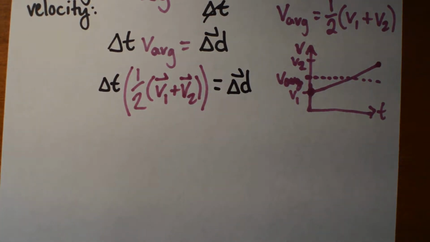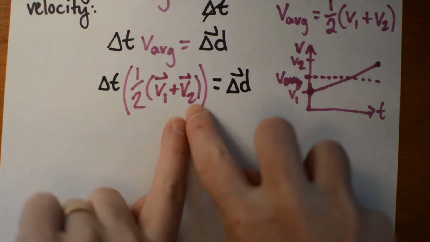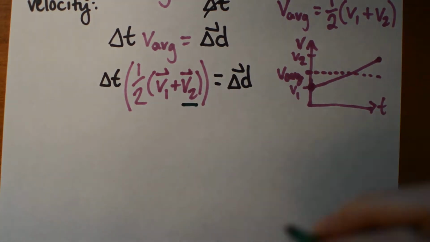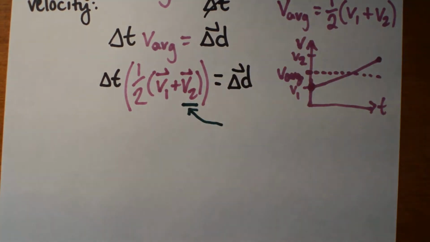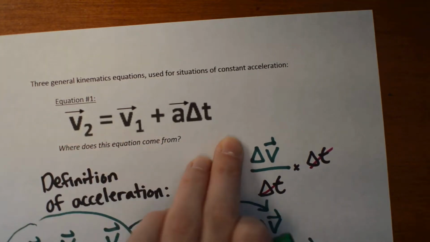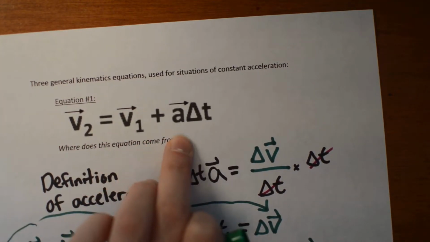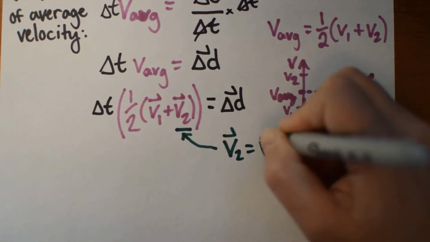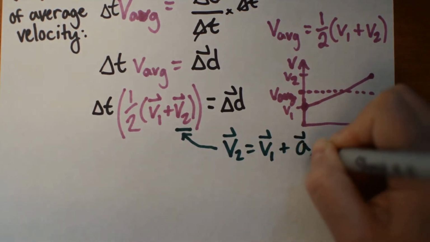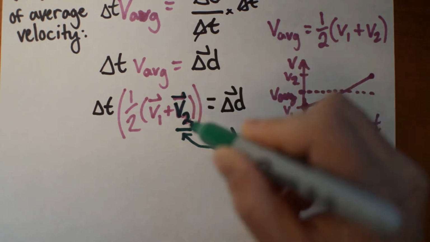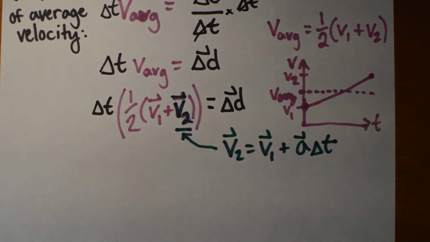The next thing I'm going to do is look a little closer at that V2. We have a definition for V2 that we just came up with. Our first kinematics equation defines V2 as the initial velocity plus the acceleration times delta t. So V2 here is V1 plus the acceleration times delta t. Then I can replace V2 with all that stuff, and that's what I'm going to do next.